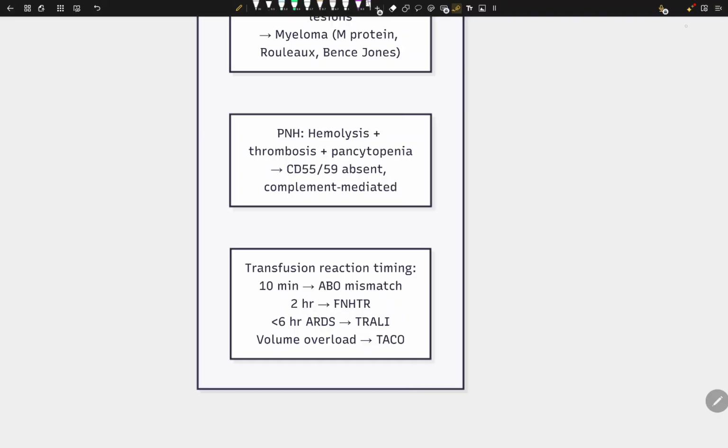Wow, it was running on or what? So simply FNHTR. Wow, I got so carried away by these papers.